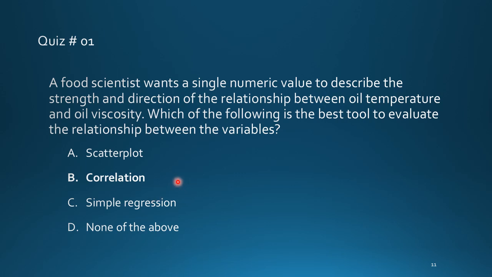The correlation measures the strength and the direction of the relationship between the two variables with a single numeric value. So our answer is B, correlation. A scatter plot illustrates patterns in the data graphically, and the simple regression produces an equation that describes the relationship between oil temperature and viscosity.